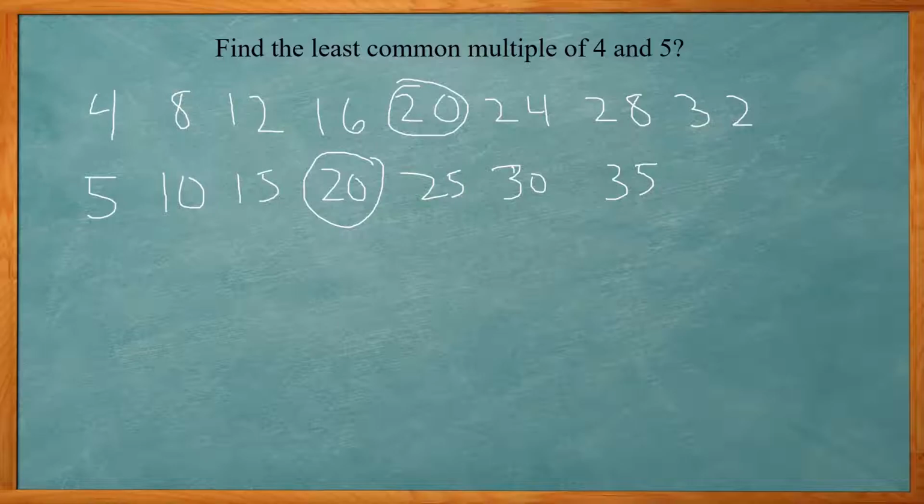If we continued these, 4 times 8 was 32, 4 times 9 is 36, 4 times 10 is 40, and after 35, that's 7 times 5, 8 times 5 is 40, so that would be the next common multiple, but that's not the least one. 20 is the least common multiple.